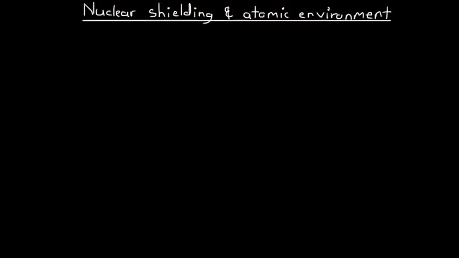We're going to have a look at nuclear shielding and atomic environments. These are issues that come into play when we're looking at nucleon spin. If we have a nucleon with an up spin in an external magnetic field going upwards, then if this nucleon absorbs a photon of light of the right frequency, it can become an excited nucleon by spinning against the magnetic field.